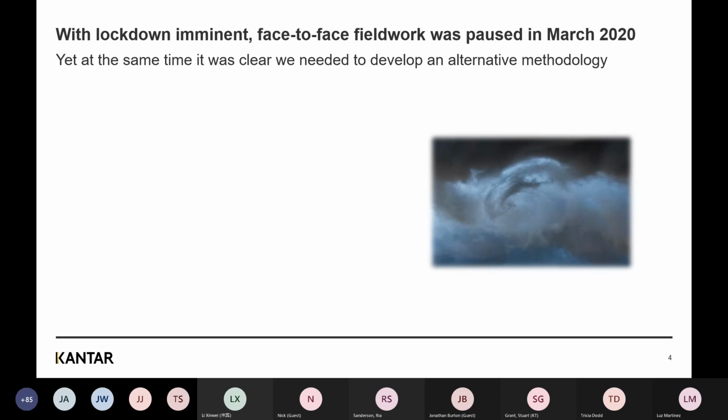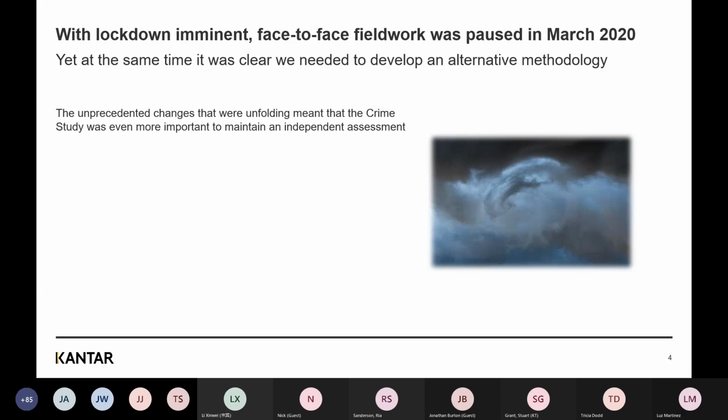And even in the run-up to that pausing of face-to-face fieldwork, it was clear that we needed to develop an alternative methodology. There was clearly unprecedented change happening across the globe. And ultimately, demand for information wasn't diminishing. If anything, it was becoming more critical, and we needed to make sure we could maintain that independent assessment.